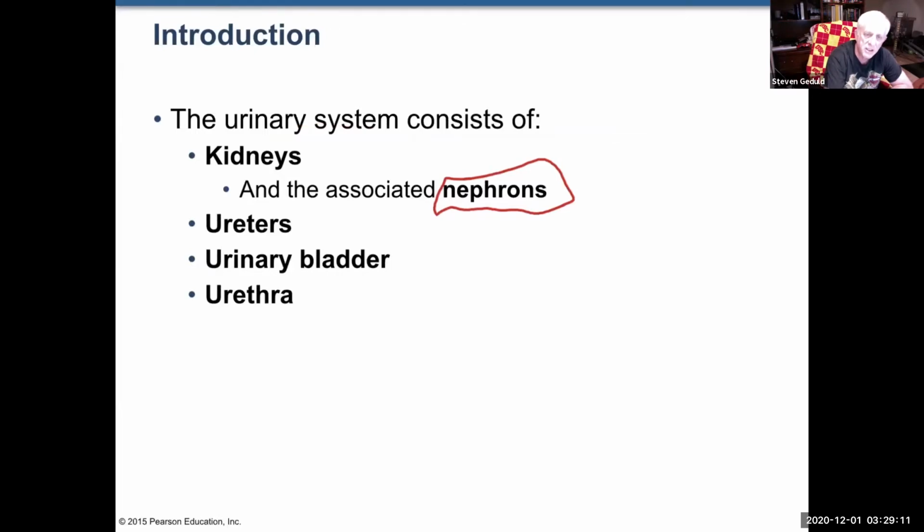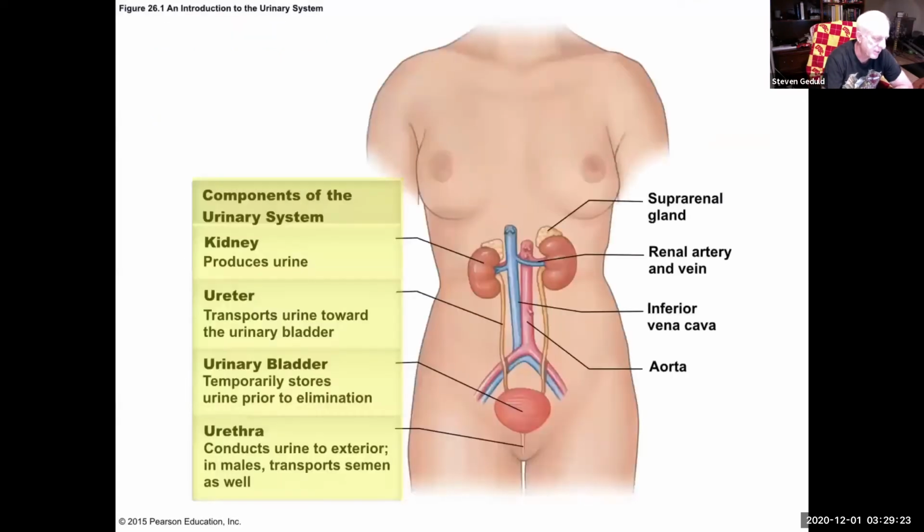So from the kidneys, the liquid flows through the ureters to the urinary bladder, then down the urethra to the outside of the body. Components of the urinary system: kidneys produce urine and transport it through the ureters, your transportation tubes, to the urinary bladder. The urinary bladder stores urine prior to elimination. Then it feeds into the urethra, which conducts the urine to the external portion of the body, and in males, it transports semen as well.